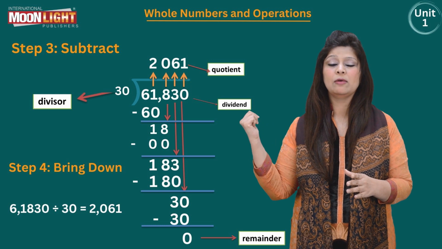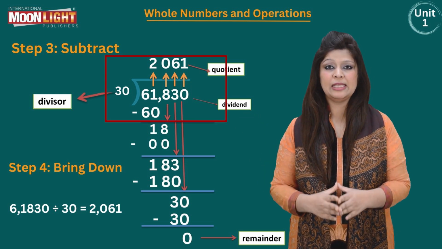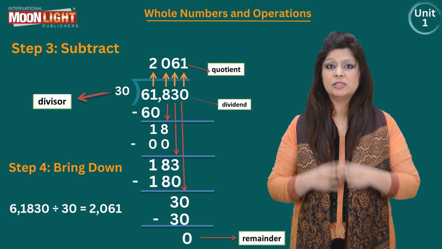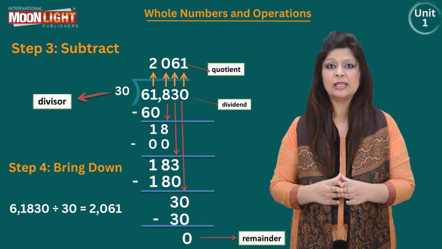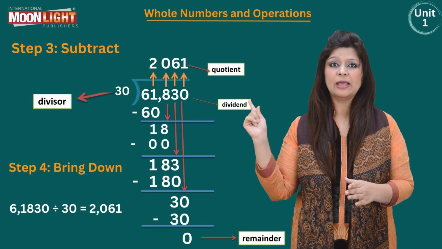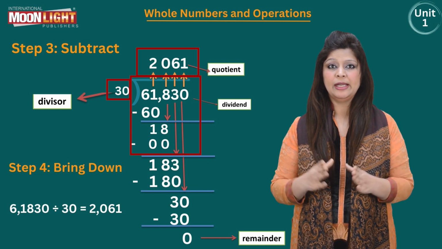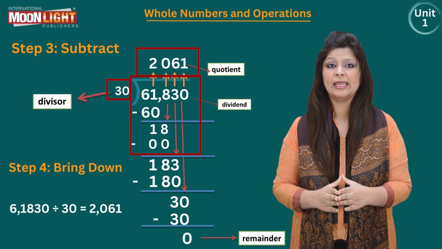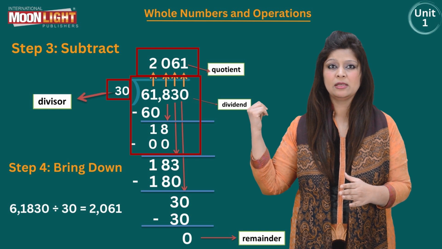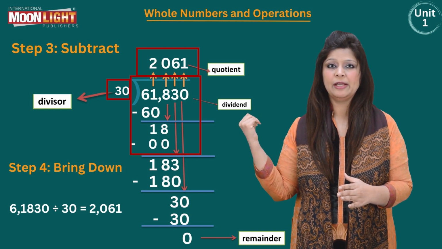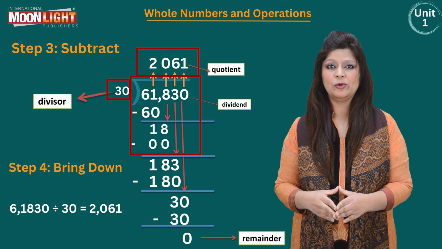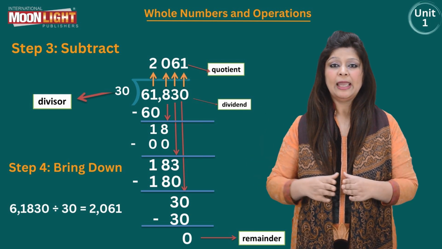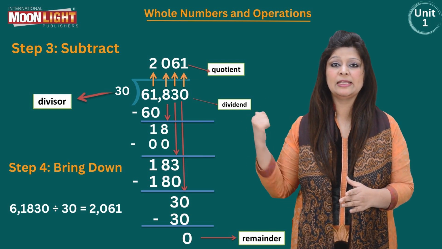Now this number is 18, which is again less than 30, so we cannot do multiplication. Just remember that we can bring down only one number in one step. Since 18 is less than 30, I say 30 multiplied by 0 is 0. So I write 0 after the number 2 in the quotient, in alignment, and write 0 below, and then do subtraction.